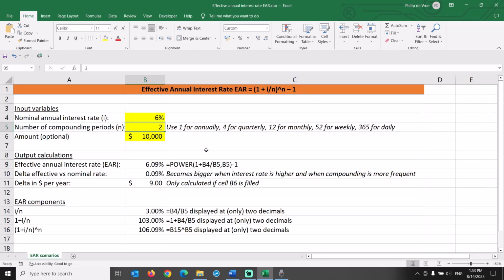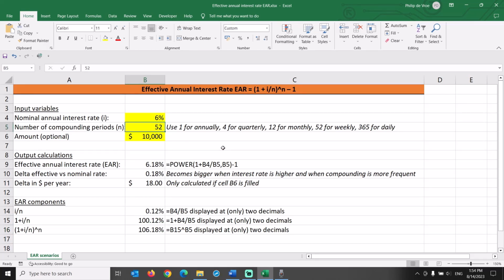If the number of compounding periods is 4, then you are compounding every quarter, every 3 months. i divided by n is 1.5%, and 101.5% is raised to the power 4. If we keep increasing the number of compounding periods, for example to 52, weekly compounding, then i divided by n keeps getting smaller, and the power to which this is raised keeps getting bigger.